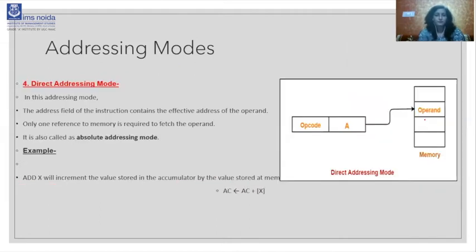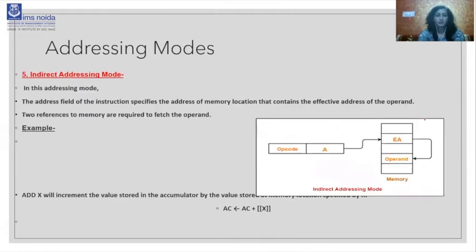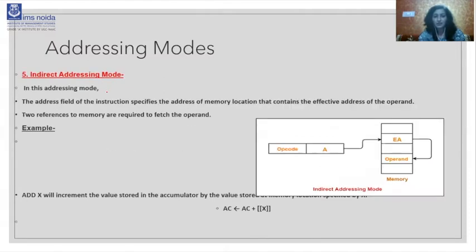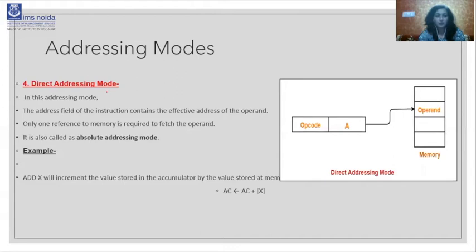Now, the next addressing mode is the direct addressing mode, and after that there will be the indirect addressing mode. As we have already discussed direct and indirect addressing, we will clear the concept here also. Direct addressing mode means the address of the operand is directly found in the memory location. And what is indirect addressing mode? The address of the operand is found indirectly in the memory. What do you mean by this?